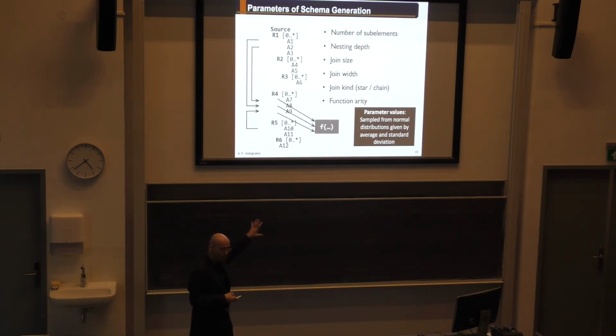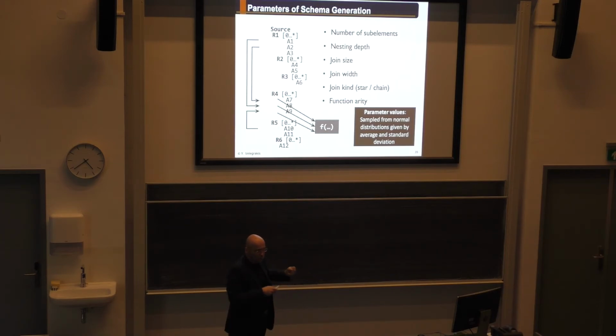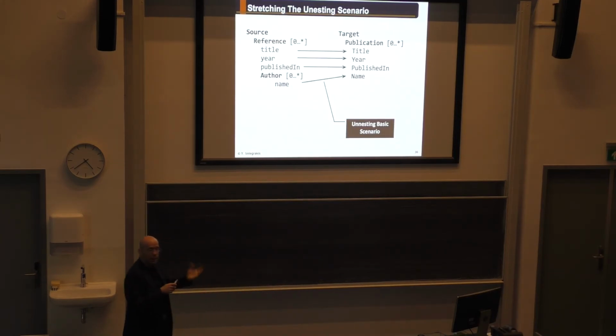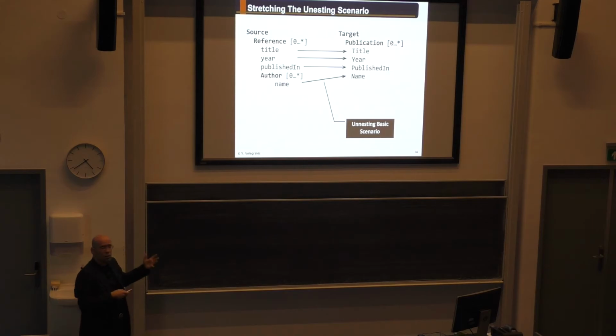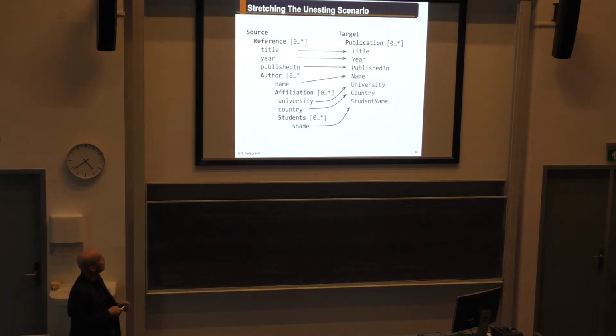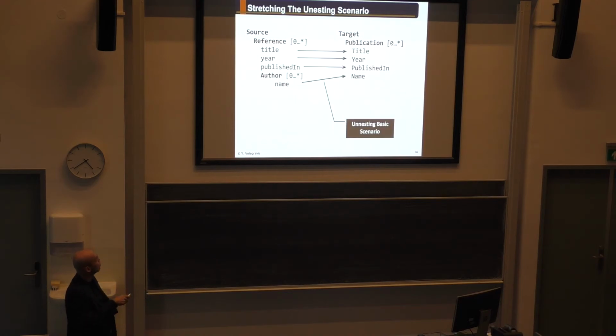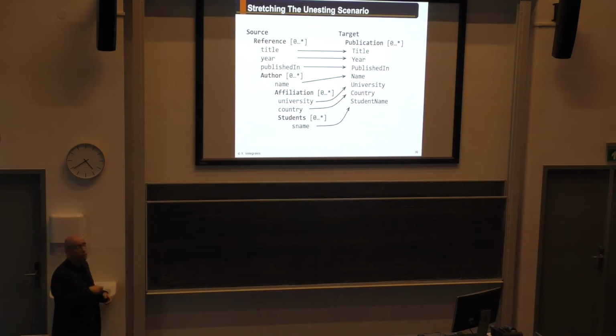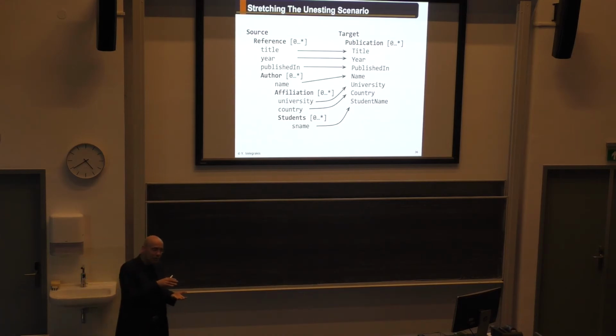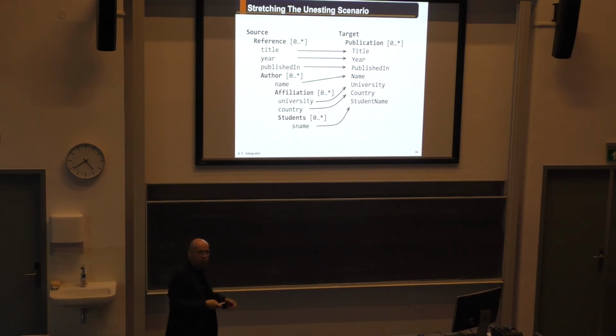So having identified these parameters, we take any primitive transformation and we stretch it by deciding random values for these parameters. So this is the example of the nesting, and we say, okay, if we take the parameter that says the nesting depth, in this case it was 1, because you see that we have the authors nested within reference. We pick a random value for depth. Let's make it 3. So we have a nesting depth of 3. Okay? Now you have something a little bit more complex. It's basically, again, a primitive scenario, but pushed a little bit to the limit.